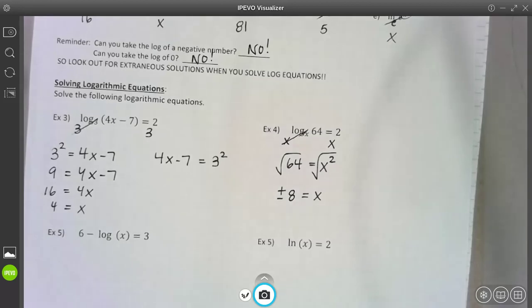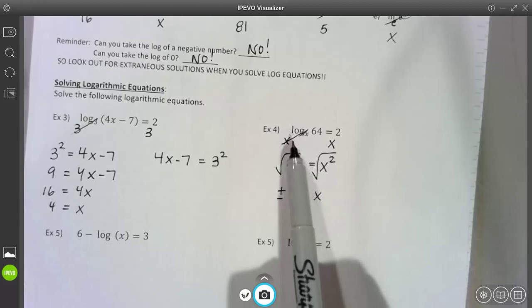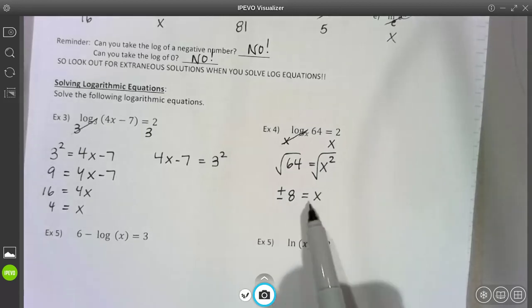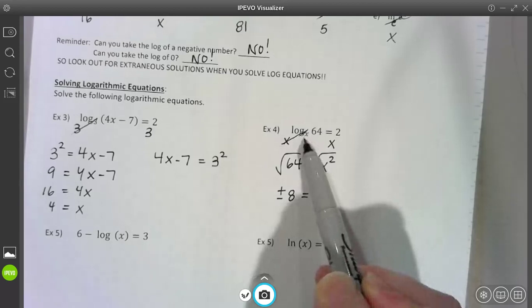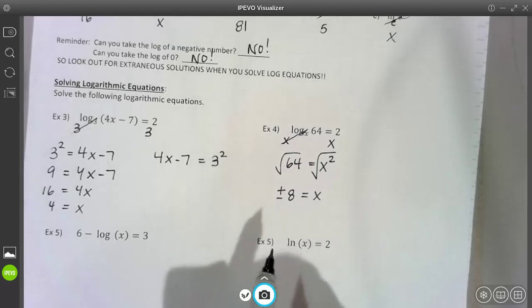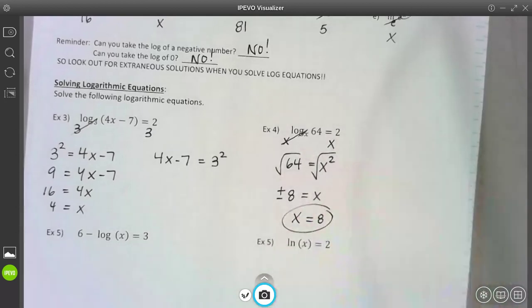But let's double check. If x was positive 8, could the base of our exponential function, of our logarithmic function, be base 8? Yeah, right? An exponential could have had a base of 8, so our log could have a base of 8. However, if x was allowed to be negative 8, that means the base of your logarithm would have been negative 8. Would your exponential function ever allow you to have a negative base, and therefore now you'd have a negative base of a logarithm? No. So negative 8 is extraneous, only positive 8 is kept as the answer. So you have to make sure that you don't keep any extraneous solutions.